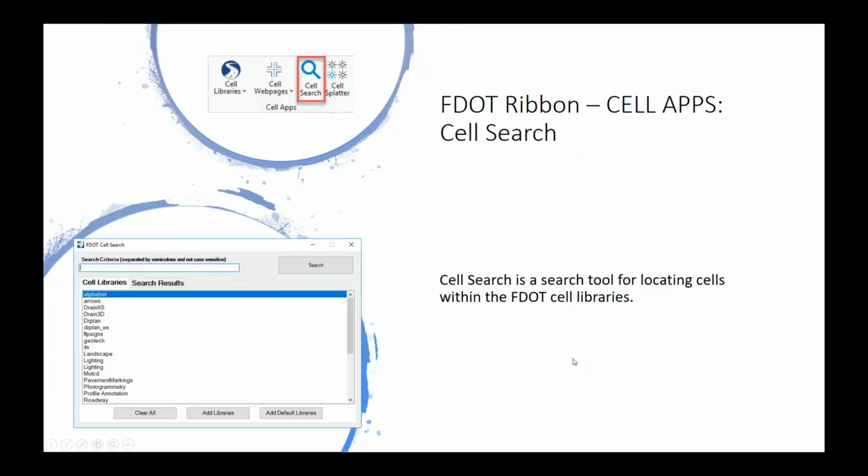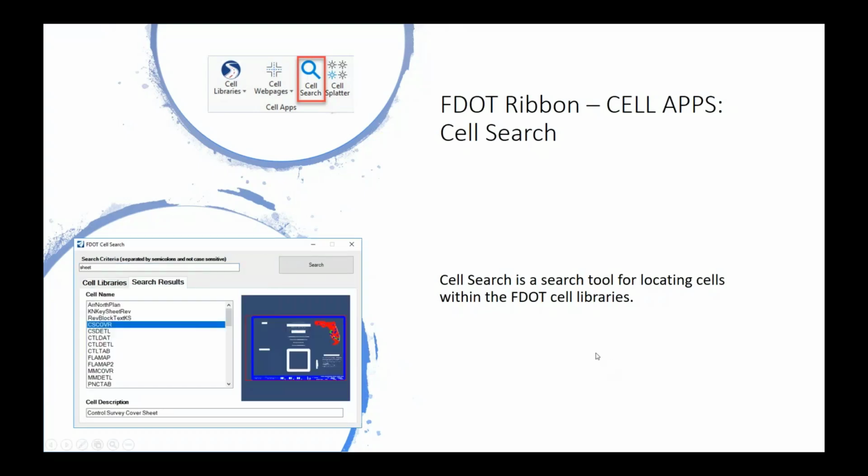The FDOT Cell Search tool is newly created for FDOTConnect. It allows you to search for specific cells by keyword within the FDOT cell libraries. You can clear that list and add only specific cell libraries to that list, or you can use the buttons at the bottom to add the default libraries back in there. The search results are displayed as a list with a preview window on the right, a very, very handy tool.